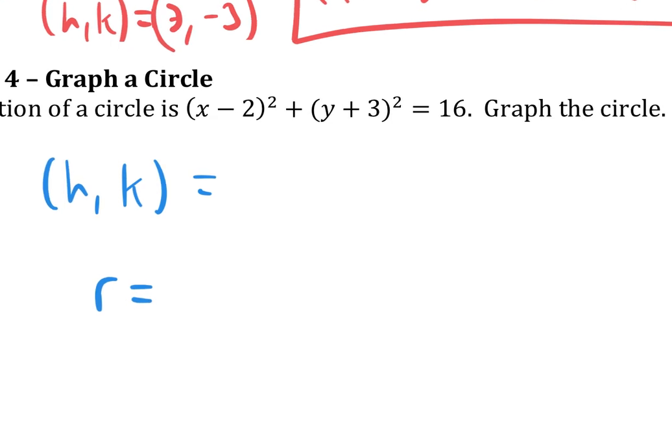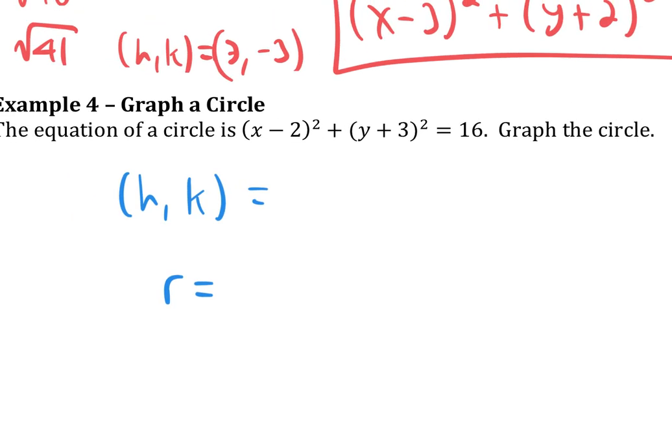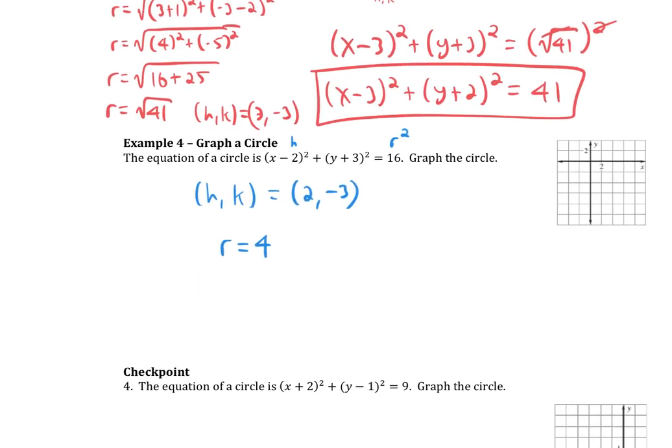So for this one here, remember it's x minus h. So h would have to be 2. And y plus 3, remember if it's plus, it's going to be negative. So it's going to be negative 3. And then this is r squared over here. So if r squared is 16, what would the square root of that be? It'd be 4. So our radius would be 4.